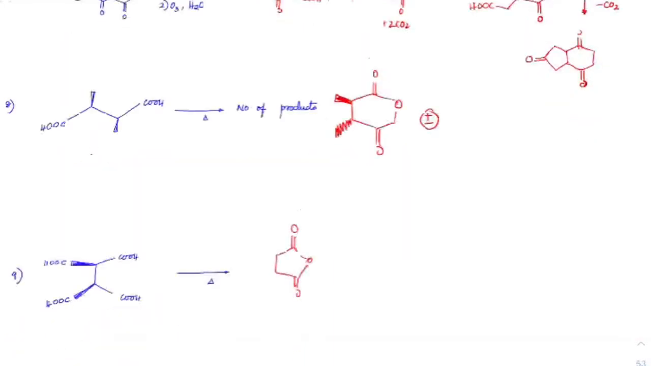Okay. So if you try to bring both COOH onto the same side, like this, the methyl will go inside, no? Correct. So here you will have an anhydride formation, right? So 1, 2, 3, 4, 5, like this. Okay.